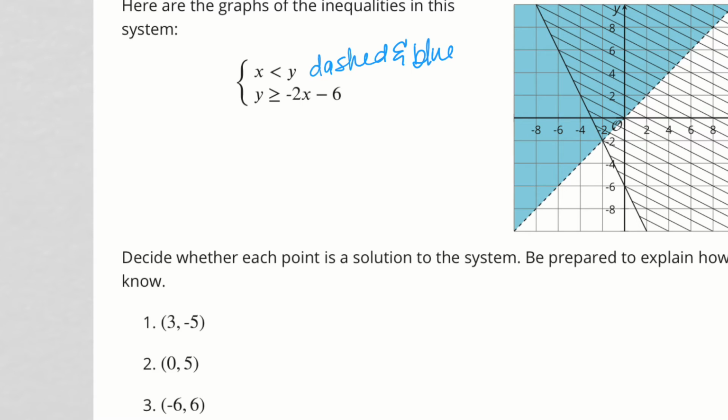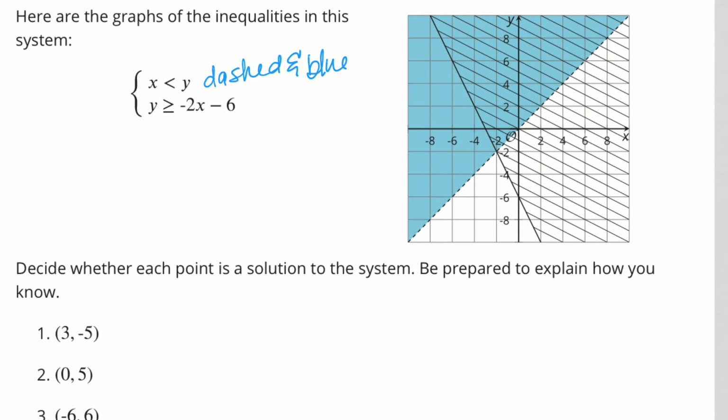Okay, so is y is greater than or equal to negative 2x minus 6 my solid line with hatching? Yes, because it goes from negative 6, down 2 and to the right 1. So solid and hatched.